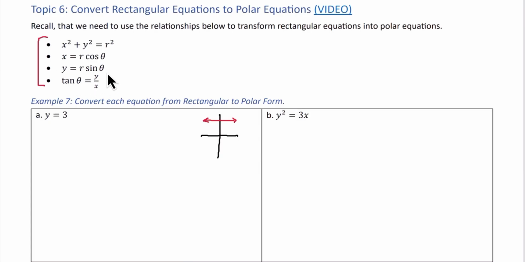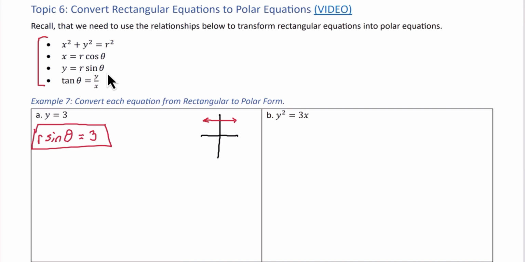y is r sine theta. So we'll make that substitution and replace y with r sine theta, giving r sine theta equals 3. Now this is perfectly okay. We have removed x's and y's, and we're in terms of just r's and thetas.